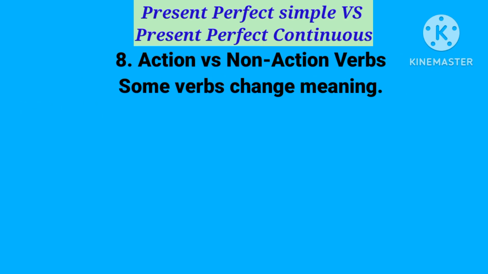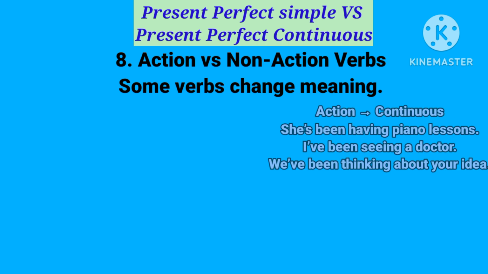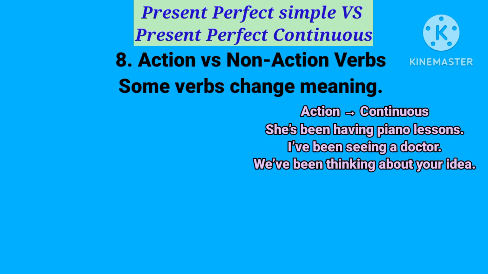Number 8, action versus non-action verbs. Some verbs change meaning. When they are action, we use present perfect continuous. For example, she has been having piano lessons. I've been seeing a doctor. We have been thinking about your ideas. So in these three examples, the verbs have, see, and think are action verbs.